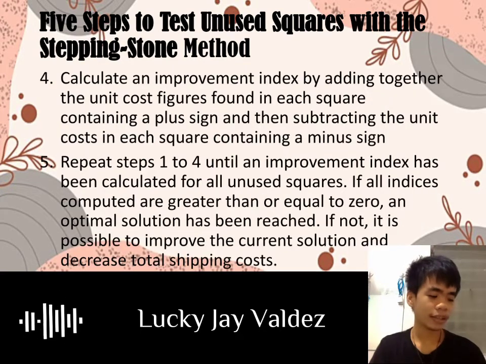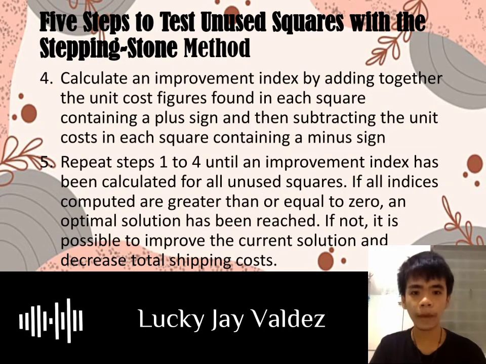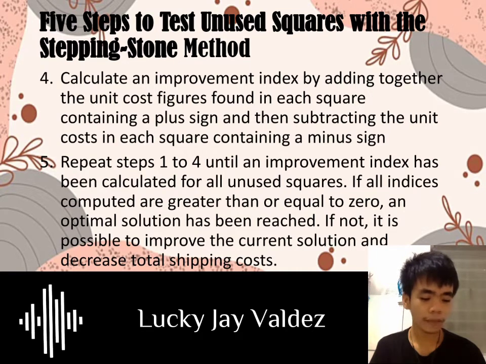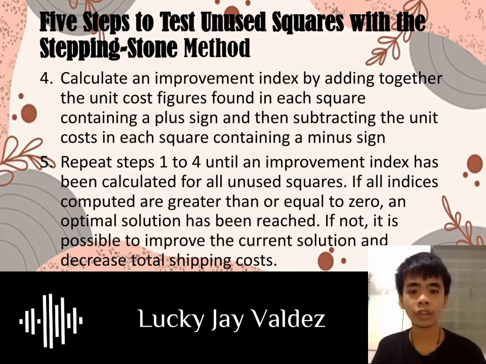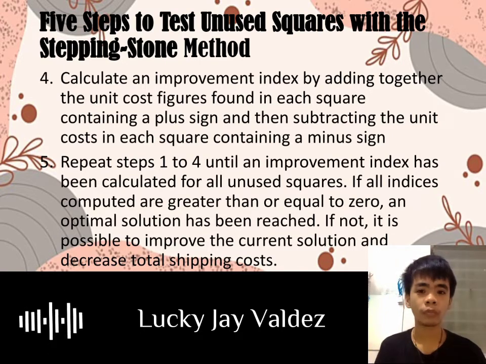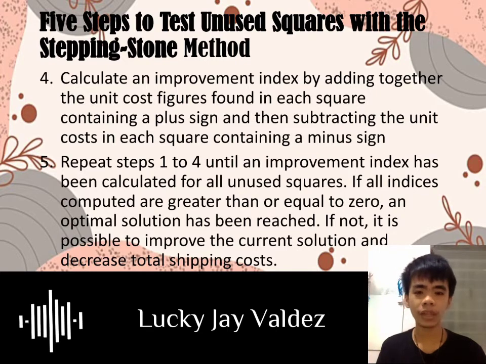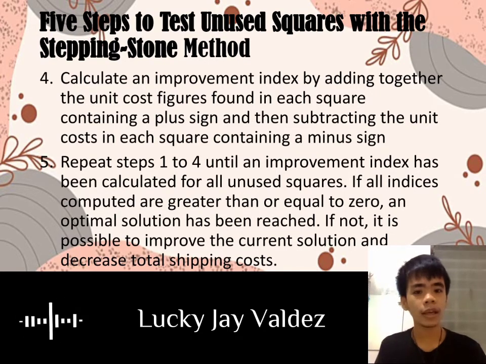So, sa step 4 natin is calculate an improvement. So, yan na, nandyan sa slide natin. Calculate an improvement index by adding together the unit cost figures found in each square. So, dito, i-add natin yung may same na sign. For example, yung positive signs, we're going to add them. And yung may mga negative signs is we're going to subtract them.